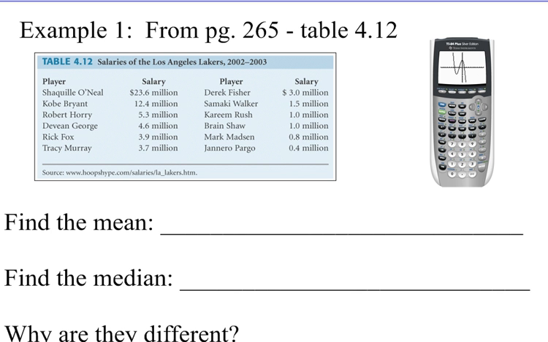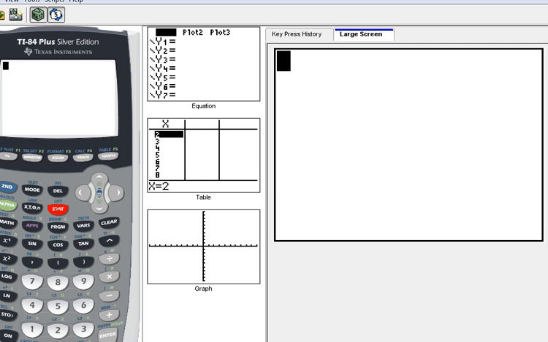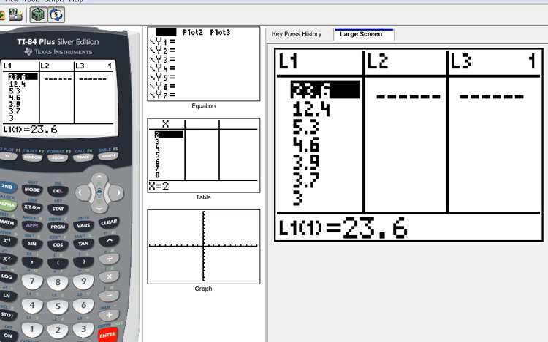So if you take a look at those salaries, we're going to find the mean and the median. I'm going to actually use my calculator for that. I went ahead and plugged in, when I go to Stat, Edit, all those salaries already. So 23.6 million, I plugged them in as millions instead of putting all those zeros. So this would represent millions.